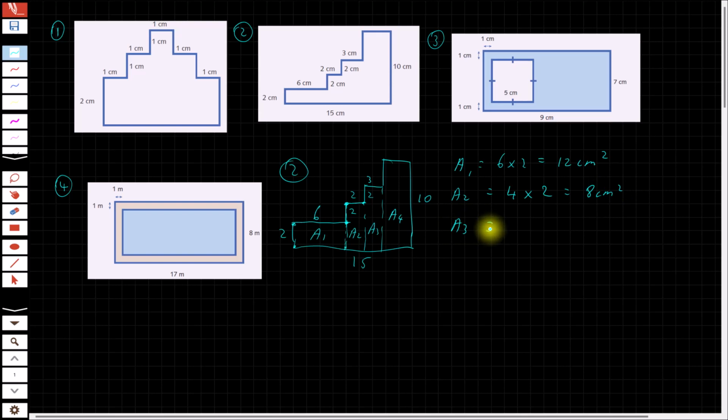A3. So we know the distance from here to here is 3. What is the distance from here to here? Well, it is this 2 plus this 2 plus this 2. So that's 2, 4, 6.